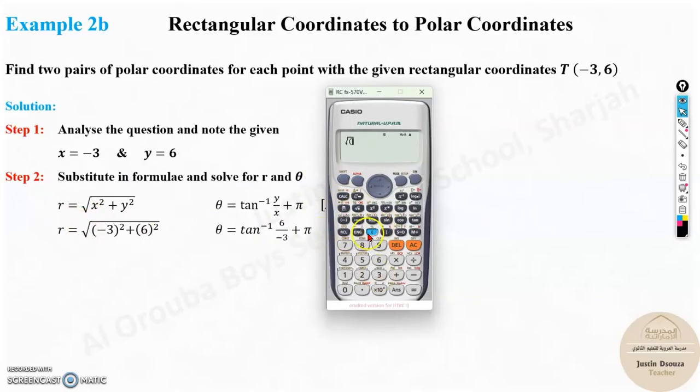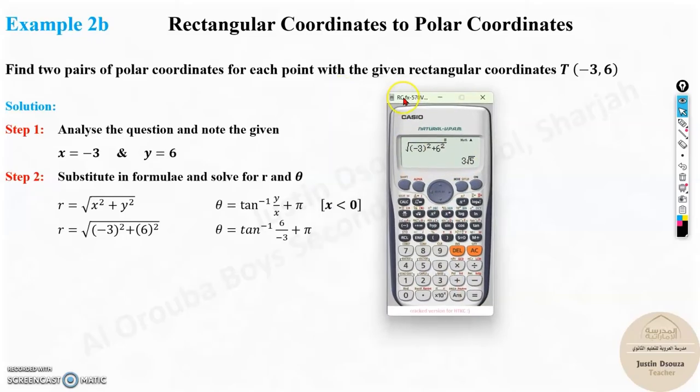Okay, now we will just solve this. So square root of, use the bracket, minus 3 the whole square plus 6 square equals 3 root 5. And over here you need to use shift and tan inverse. So 6 divided by minus 3. It's not over. If you press equal to, this is not the correct answer. You need to add 180 degrees. Why? Because pi is 180 degrees.